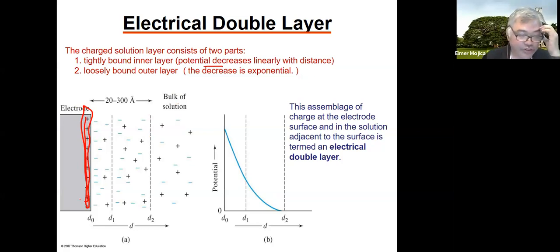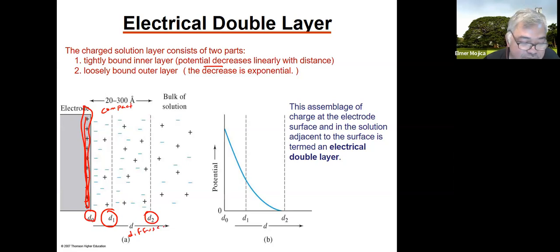Okay. So what happened there, this positive charge, it happens because of the applied positive voltage. So the charge solution layer, we could say, consists of two parts. One is the compact inner layer, which is from D0 to D1. And the other one is what? The diffuse layer, from D1 to D2. So this is the compact layer, and this is the diffuse layer.